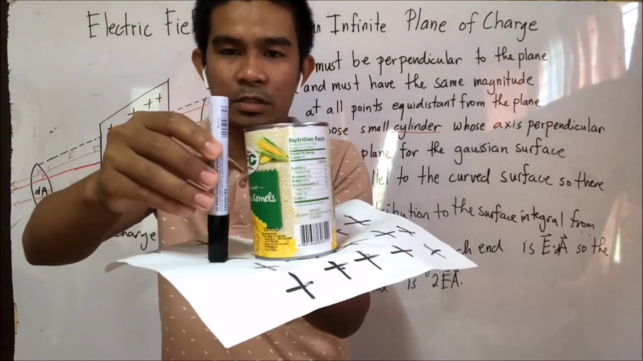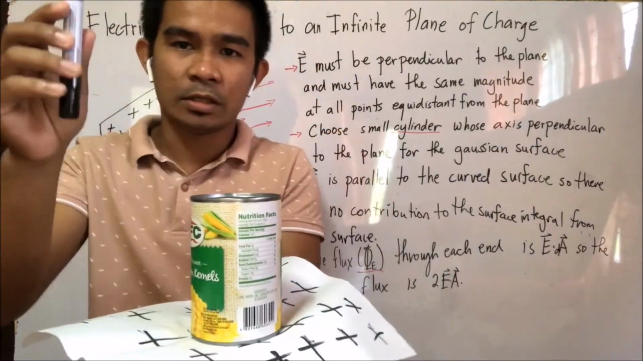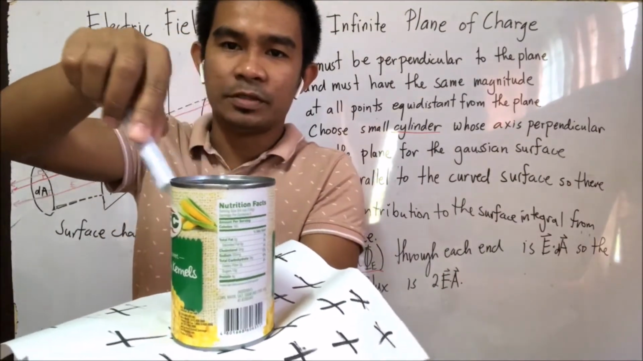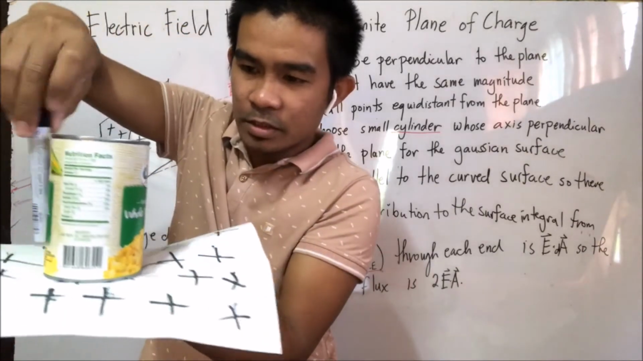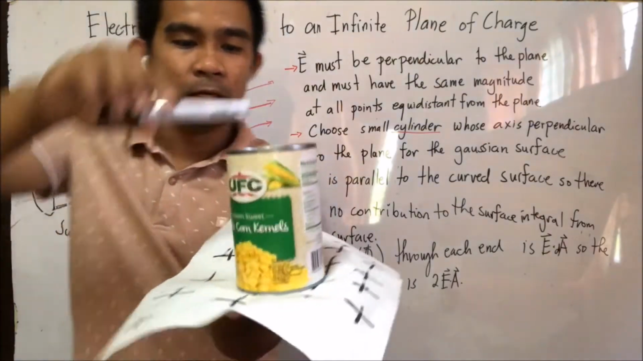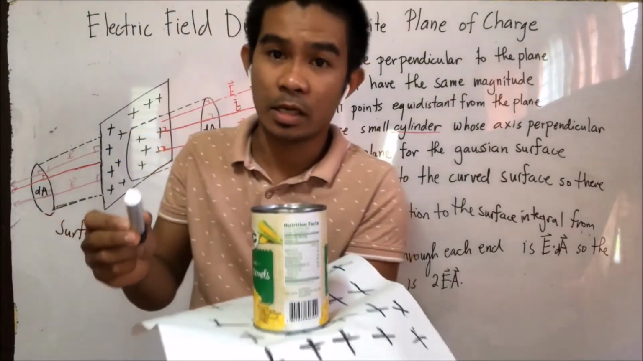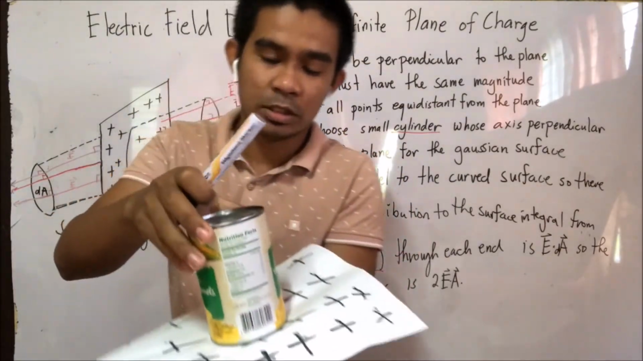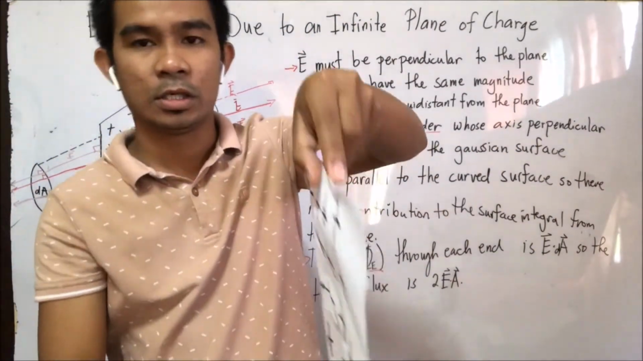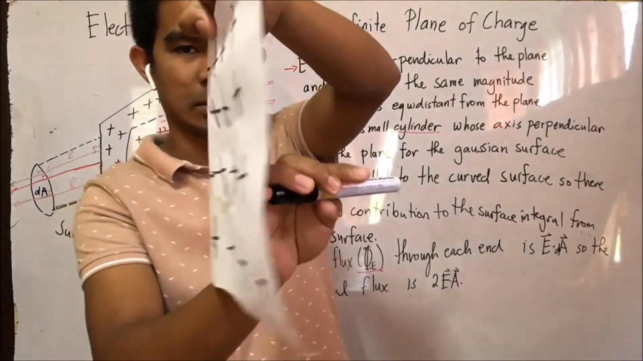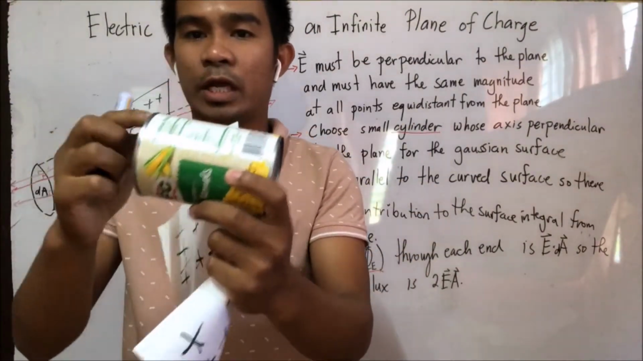Since electric field is going in that direction and perpendicular to this surface, the electric field is also perpendicular to the bases of this cylinder, but parallel to the curved surface of this cylinder. So meaning the curved surface of the cylinder has no contribution to the integral surface area. Since there are two sides of this sheet of charge, electric field goes in that direction as well as this direction. So meaning the electric field penetrates two areas.